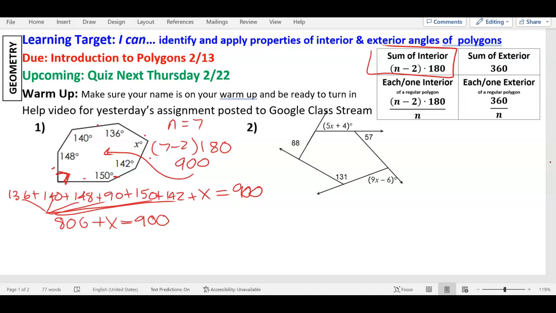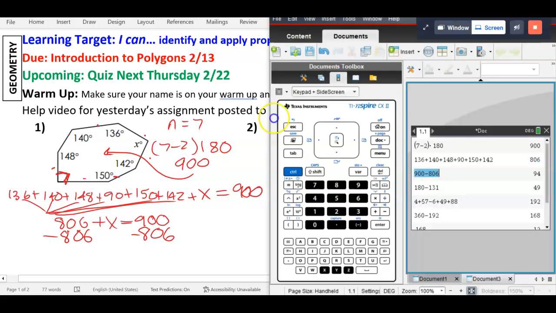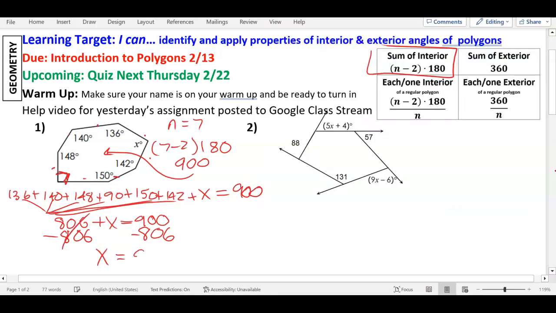Now, that's a lot easier to manage. Could you solve that one-step equation? If I'm solving for x, how do I get rid of the 806? It's positive, so we subtract it. So minus 806. What's 900 minus 806? I got 94. So x equals 94. All those angles now add up to 900. Cool. That's how you do something like this.